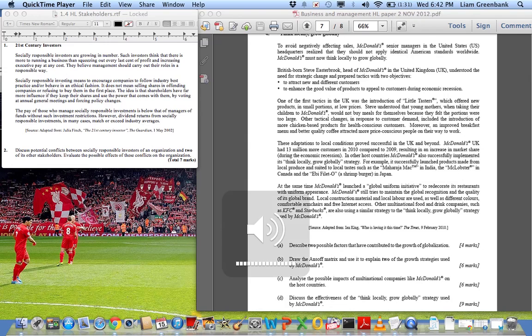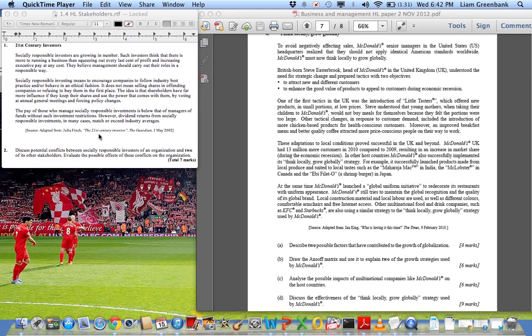Okay, so we're going to talk about the 21st century stakeholders case study that we covered in class, I think last week. So that's going to be the first example we're going to look at to try and help you with your test. So we're going to look at the AO3 question that we sort of brainstormed in class.